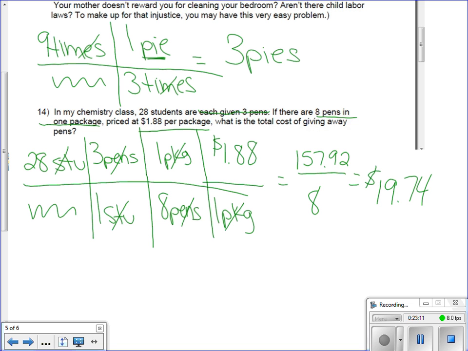So it costs $19.74 to give 28 students 3 pens. That's good information to know.